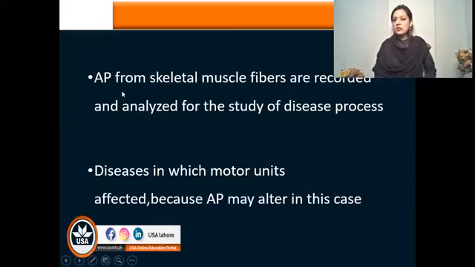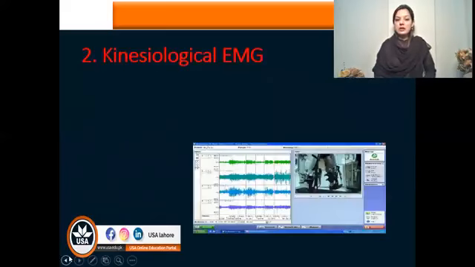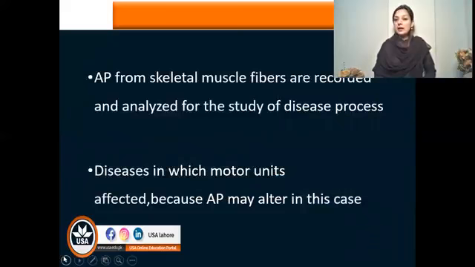So action potentials from the skeletal muscle fibers are recorded and analyzed for the study of disease processes. We get the information and compare it with normal muscles, and then we are able to explain in which condition this usually happens. In diseases in which the motor neurons are affected, the action potential obviously varies, and we are going to record that motor unit action potential.